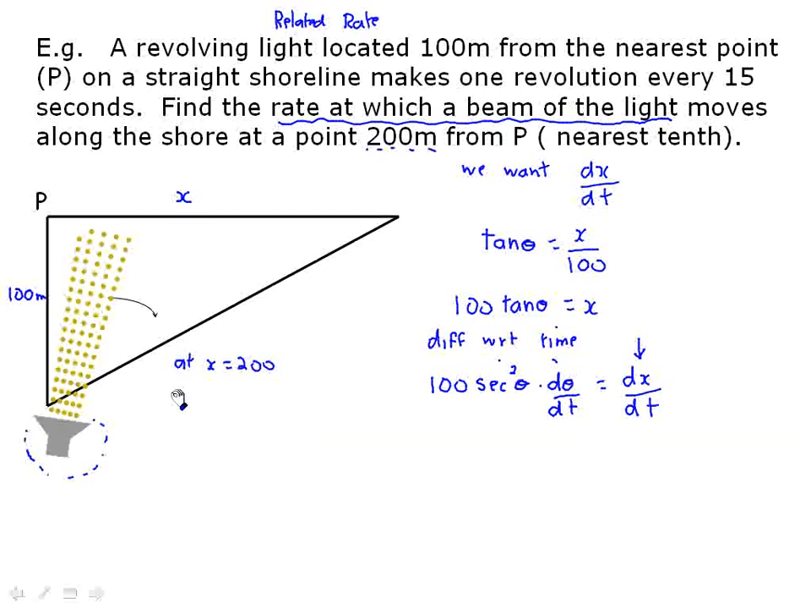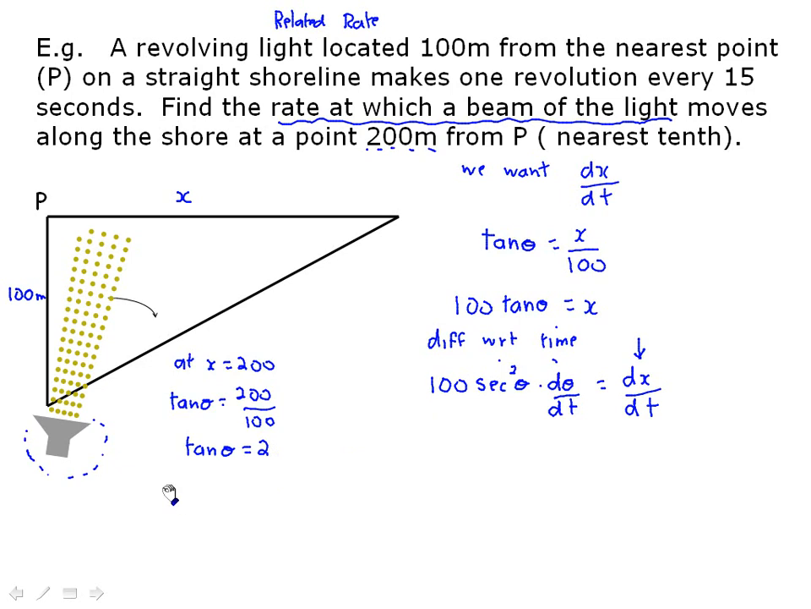it means that tan theta at that point is equal to 200 over 100, or 2. Now remember, you cannot plug that x equal 200 into the original equation, because all you're going to get then is the angle when x is 200. But now that we've differentiated it and we've got it at this specific point, we can then plug in the x equal 200, at least into the tan part, because we're trying to find out what the rate of change is at that point exactly.